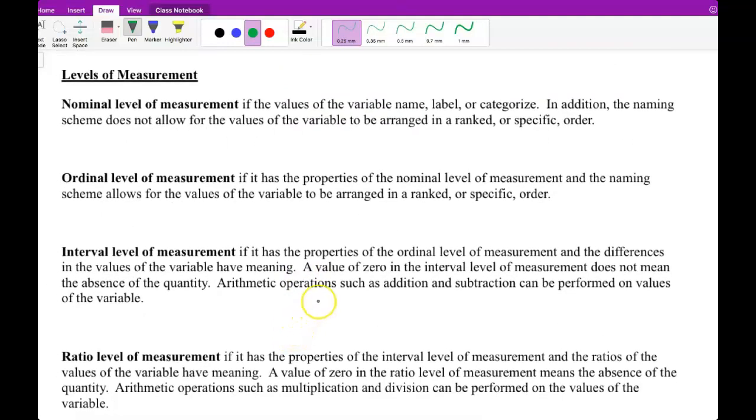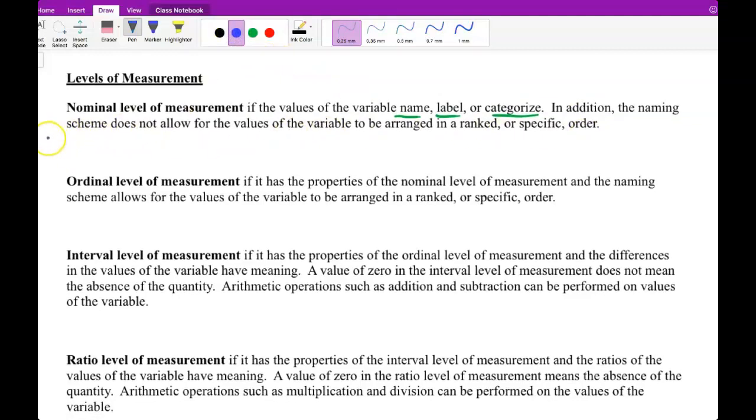Okay, next part, levels of measurement. We have 4 parts: nominal, ordinal, interval, and ratio levels of measurement. The first one is nominal. This one deals with names, categories, and labels. And here data are qualitative.